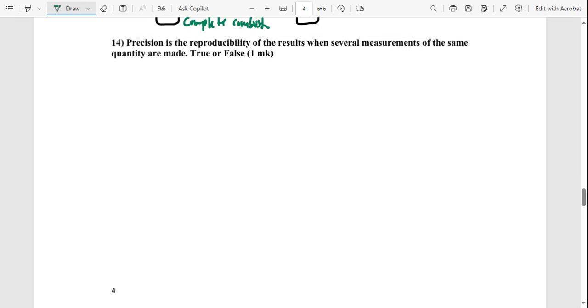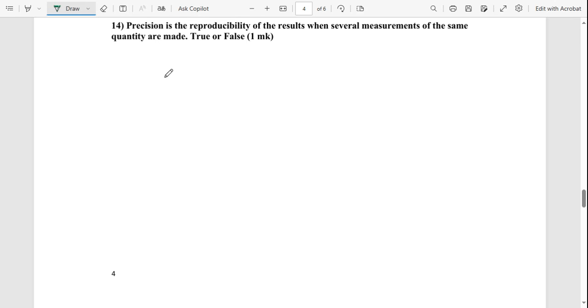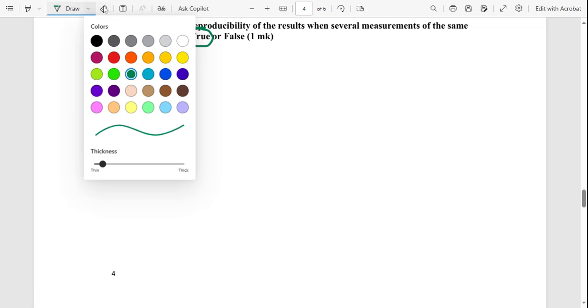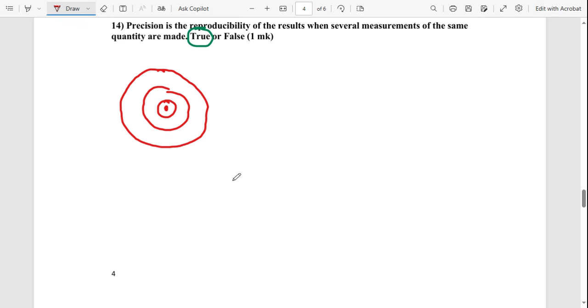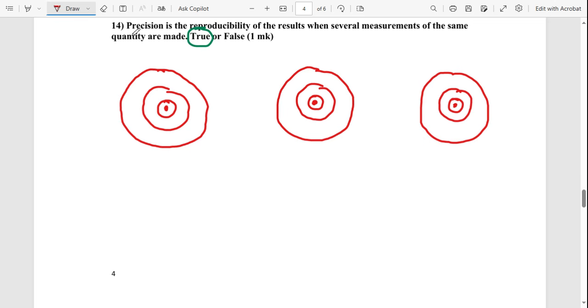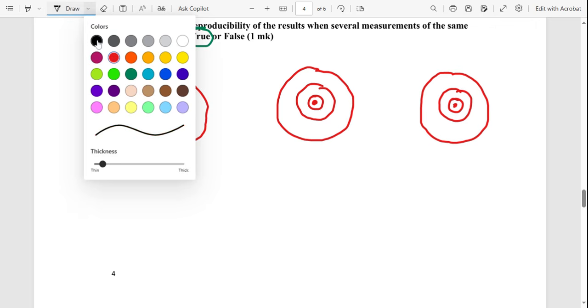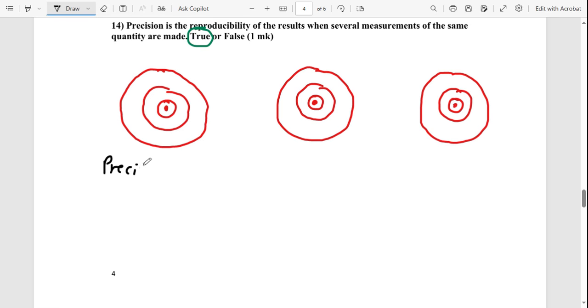14 is saying precision is the reproducibility of the results when several measurements of the same quantity are made. True or false? This one is true, isn't it? What is precision? We can explain precision in a simple way by using this bullseye. Okay, we can have this scenario here. We'll talk first about something that is precise but not accurate. To be precise just means that repeated measurements are close to each other. You are throwing knives and they're all falling on the same point. You are precise. But you're not accurate because accuracy means hitting the target.